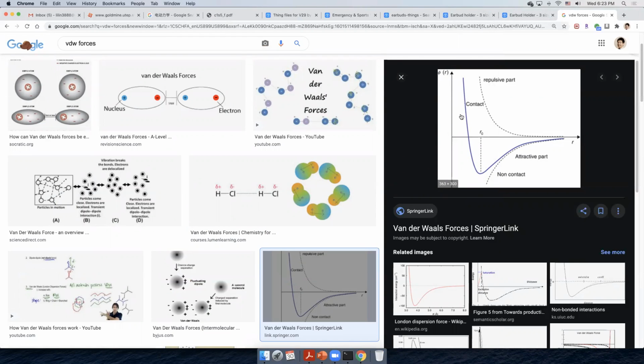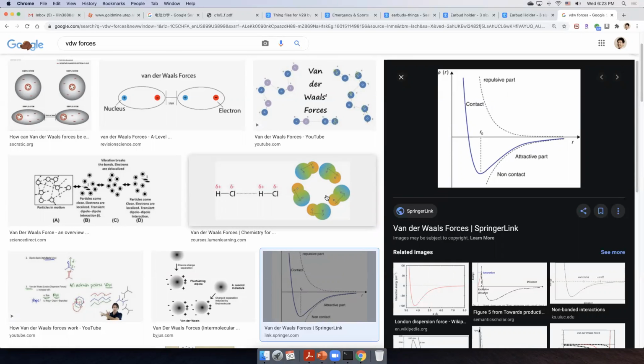So van der Waals interaction is very interesting. It's common for every two atoms, no matter if they are positive or negative atoms. It's not related to their charge. It's common for every atom. Even if the atom is neutral, two atoms will have a van der Waals interaction. And usually there are some equations to describe the van der Waals interaction.